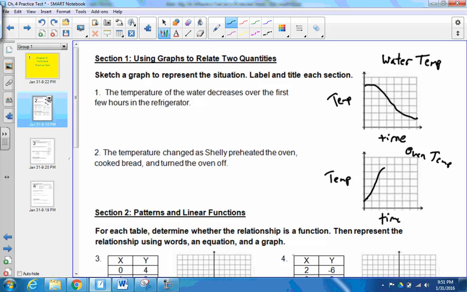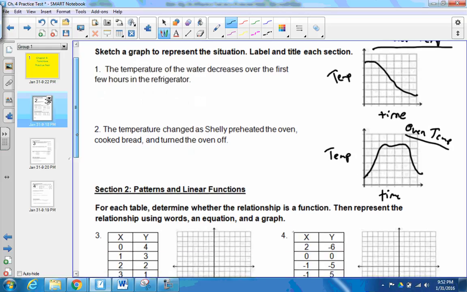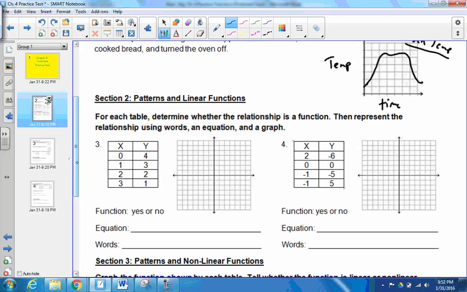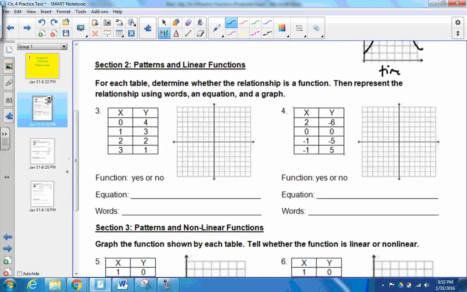And maybe when she put the bread on, it went down, but then it went back up to where it would go. And then she turned it off. So it probably stayed there for a while she was cooking bread. She turned it off, and then it gradually went back down to where it started. All right, so up here is where the bread was in the oven. So we have labels, we have titles, and we have a graph that makes sense. That's Section 1. Section 2, we're just looking for patterns in tables, graphs, equations, and so forth.